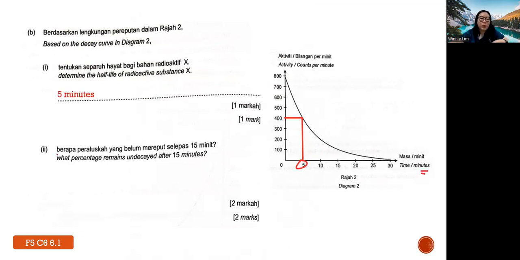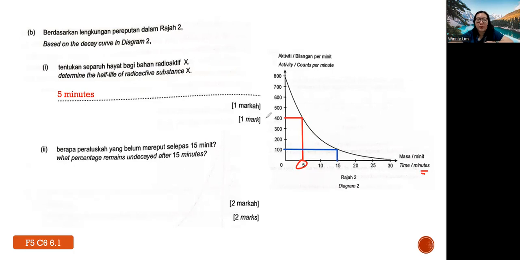Then next, what percentage remains undecayed after 15 minutes? What you can do is still use the idea of interpolation to find the activity that is left after 15 minutes. But now the other way around: from the time 15, you draw the horizontal line now.